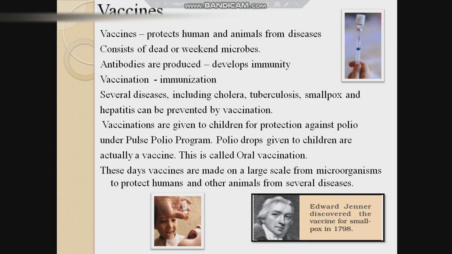Vaccines generally consist of dead or weakened microbes. When these are swallowed or injected into the body of a patient, the body produces antibodies to fight them, and the antibodies remain in the body and protect it from any future attack of the disease germs. The body is then said to have developed immunity against that disease. Vaccination is therefore also called immunization.